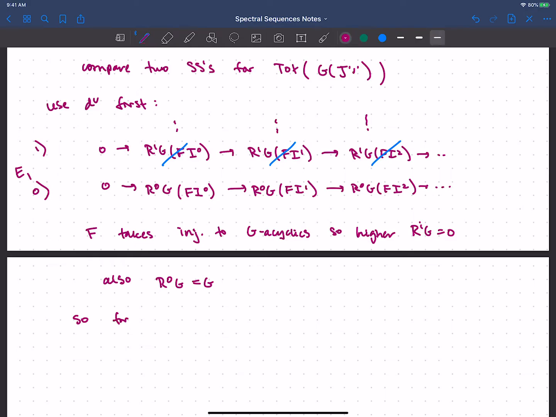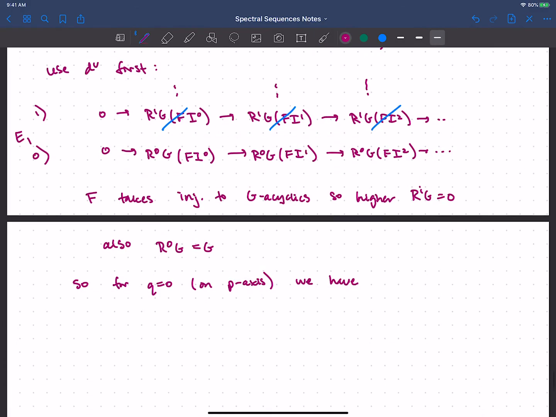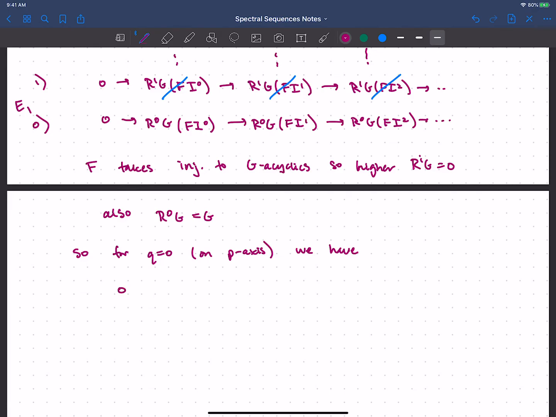So what we really have, for q equals 0, I just mean on the p-axis in our first quadrant spectral sequence, we just have these R0G terms, but those are really just G. So let's write that. This really just looks like G after F of I0, G after F of I1, G after F of I2, and so on.